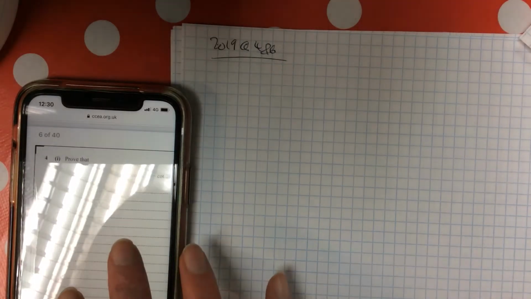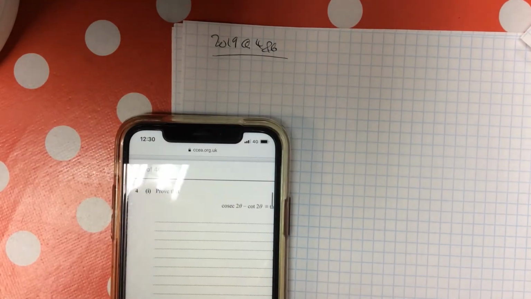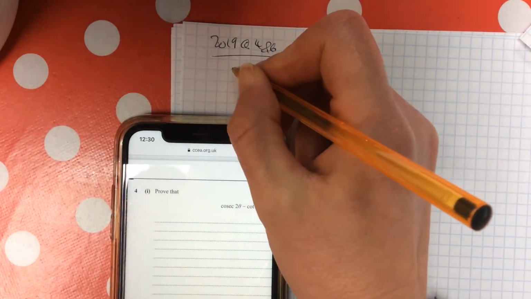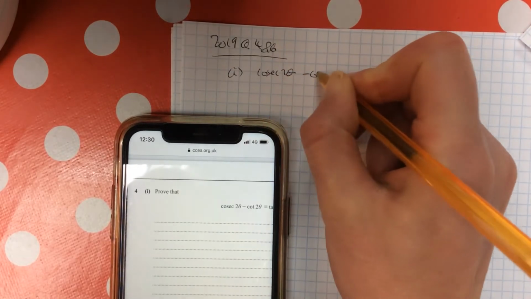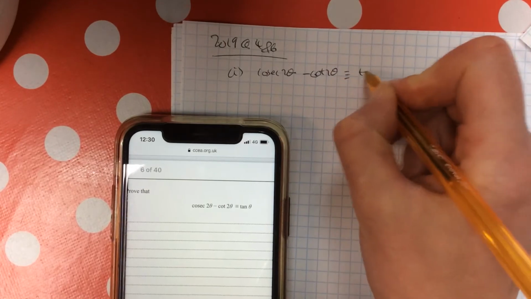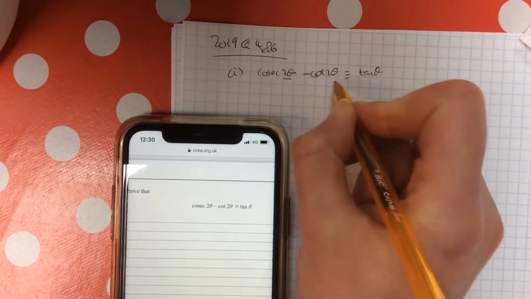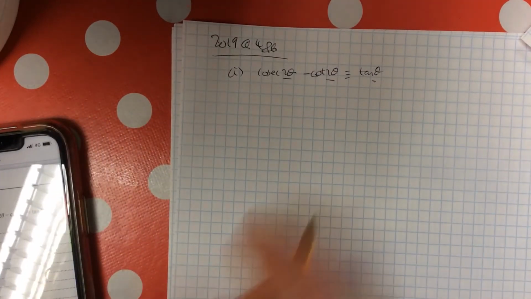Going to have a look at the question from last year's paper. So the first question, question 4, is prove that cosec 2 theta minus cot 2 theta equals tan theta. First thing, the angles don't match, so I'm going to have to use a double angle formula at some stage in this question.